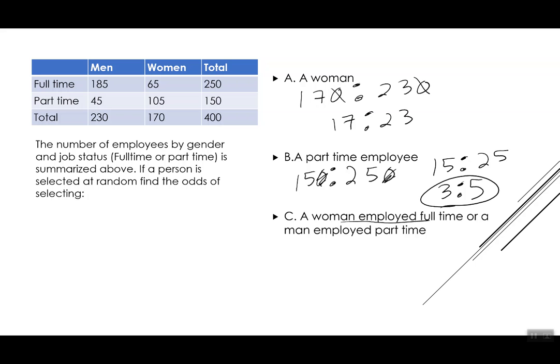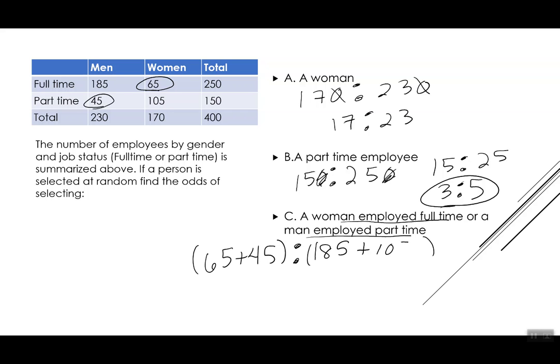Now let's look at a woman employed full-time or a man employed part-time. So a woman full-time, I look right here, full-time women, there's 65, or a man part-time, that's 45. So I have 65 plus 45, that's my first part. And then I compare it to what's left: the men full-time, 185, and the women part-time, 105. Let's start by adding these together. 65 and 45 is 110. Then I have 185 plus 105, which is 290. Cross out the 0, cross out the 0. I have 11 to 29.